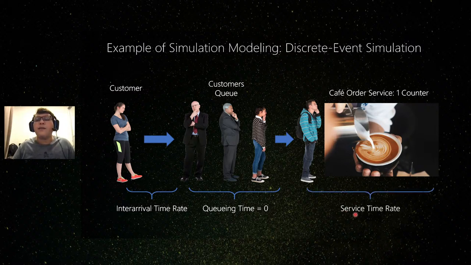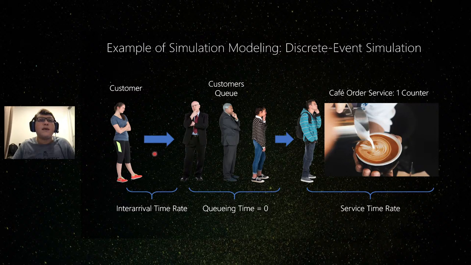And then in the service, we have the service time rate. So we can give it by experience, for example, the owner or the manager can tell that the service rate is 2 customers per 10 minutes, for example, or usually per hour, like 20 customers per hour, for example, or 10 customers per hour. So that is the service time rate.